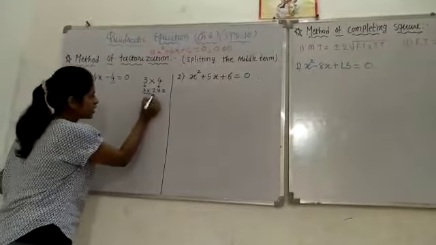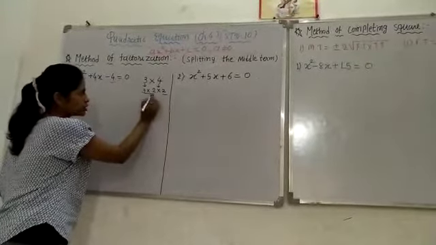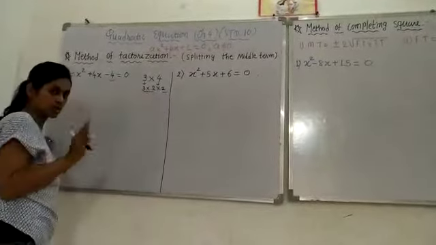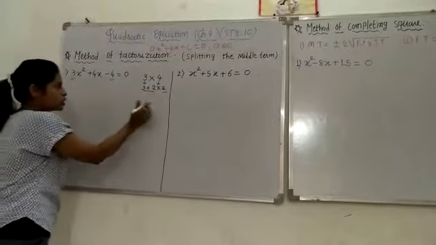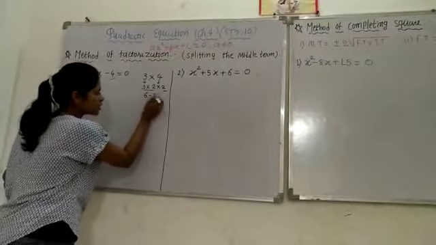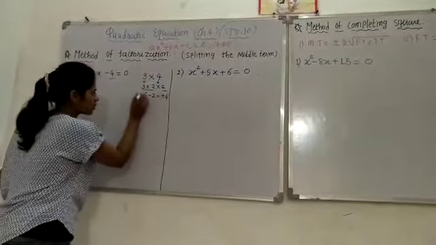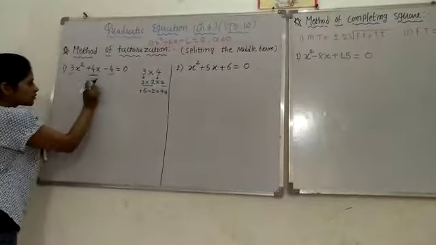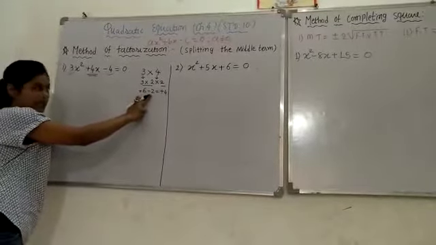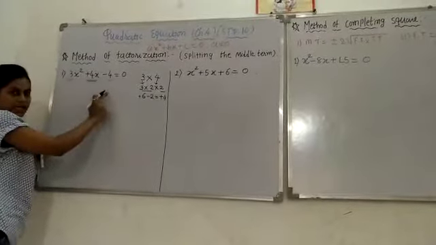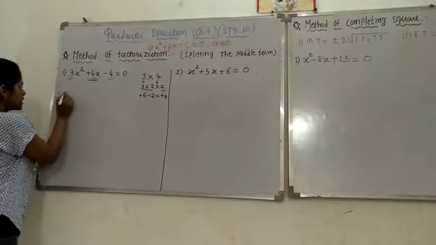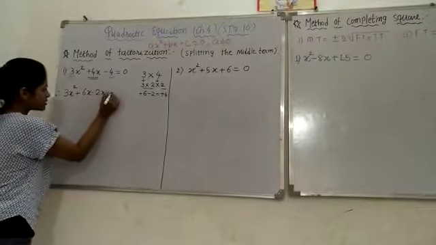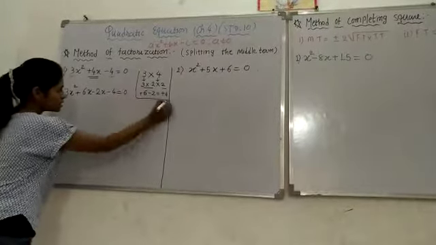So adjust 3 twos are 6 and 2. So 6 plus 2 is 8. Here 8, no. 6 minus 2 is 4, yes. And here it is 4, yes. So your 6 minus 2 adjusts to plus 4. You put the biggest digit's sign, that's why plus 4. So instead of plus 4x, you should write plus 6x minus 2x. So this is called splitting the middle term. So you can write 3x square plus 6x minus 2x minus 4 is equal to 0.